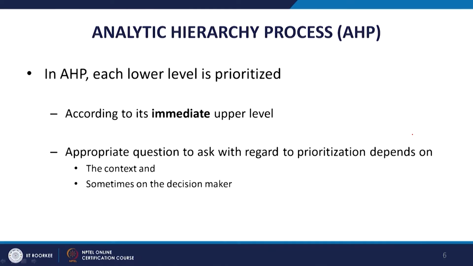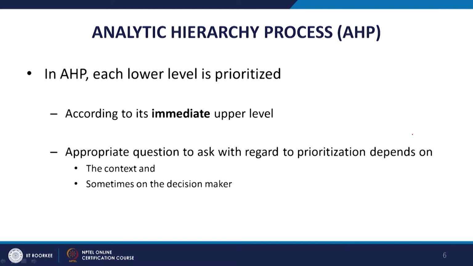So, let us move forward. As I said, each lower level is prioritized according to its immediate upper level. So, that is criteria with respect to goal and alternatives with respect to criterion. What is an appropriate question to ask with regard to prioritization?